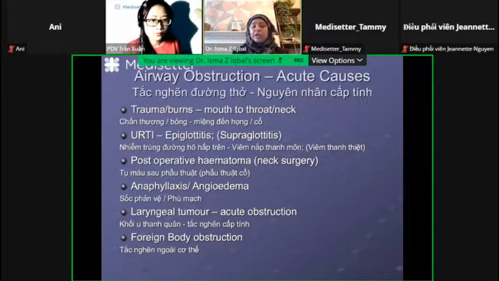Initially, even if the patient that's been exposed to smoke or burns doesn't look particularly unwell, they can develop airway swelling within a couple of hours. So it's very important to monitor them closely.